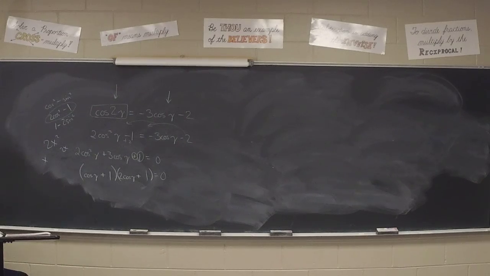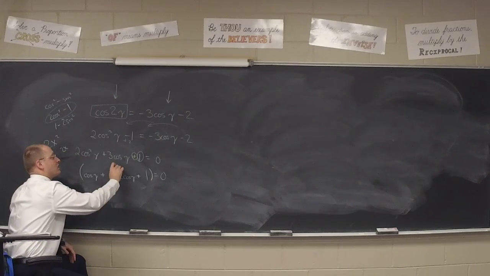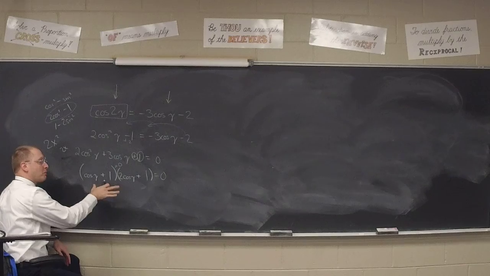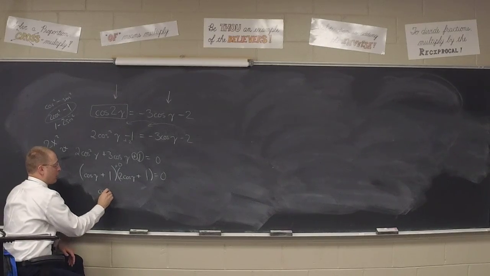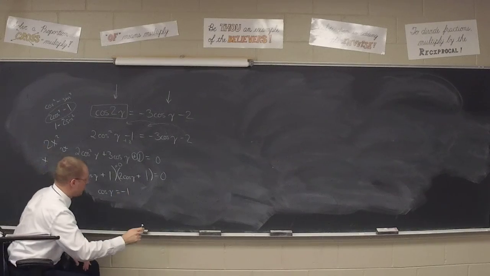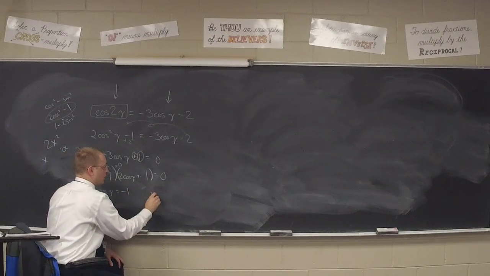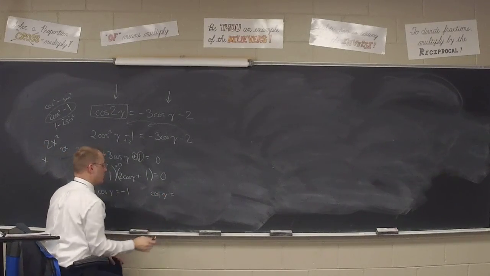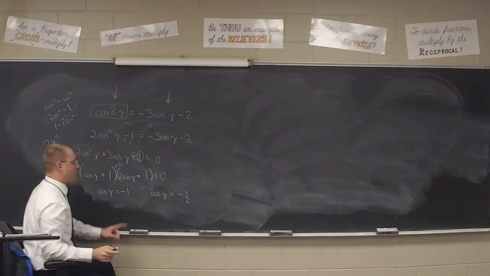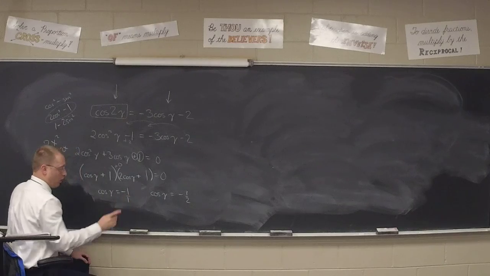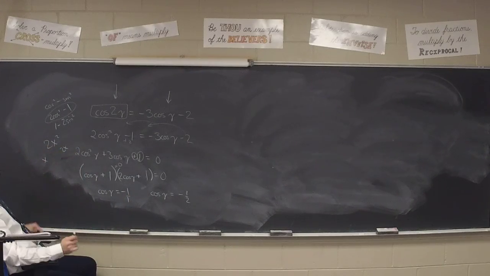Yes. Okay, so that means I can set each of these equal to 0, and I'm going to get 2 little mini equations now. Cosine equals negative 1, or cosine equals negative 1/2. Good. I'm going to take the negative 1 and put it as a negative 1 over 1. And then I've got my trig functions isolated.